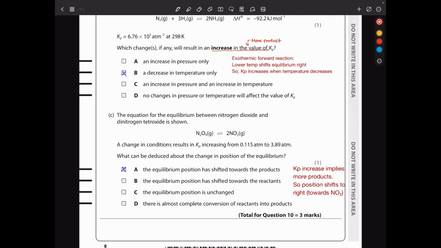And in part C, the equation for the equilibrium between nitrogen dioxide and dinitrogen tetroxide is shown. A change in the conditions results in Kp increasing from that to that. What can be deduced about the change in position of equilibrium? If Kp increases, like here from here to here, it means we have more product that is being formed. The equilibrium position has shifted towards the product side, so the answer should be A.